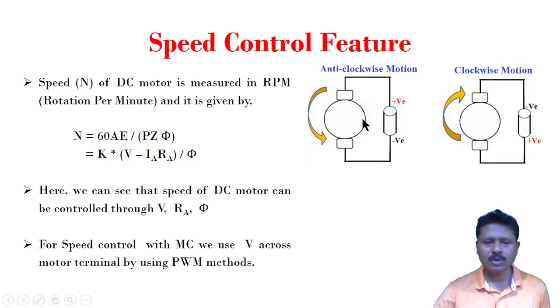We will get into that slowly, a little later. So these are the two parts: how the direction can be controlled, by just changing the polarity, and how the speed can be controlled, by changing the applied voltage to the motor using the pulse width modulation technique.